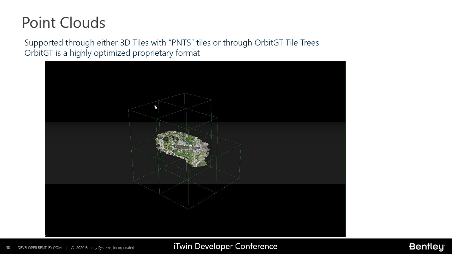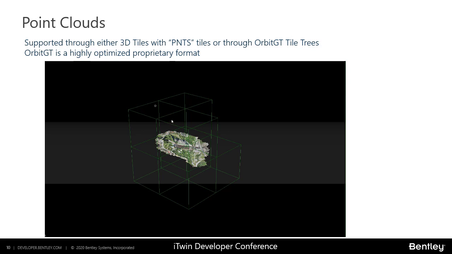iModel.js uses 3D tiles for display of point clouds. It uses either the 3D tile format with PNTS tile payloads or a proprietary format that was developed at OrbitGT, a recent acquisition, which is highly optimized for point clouds and streaming in particular.